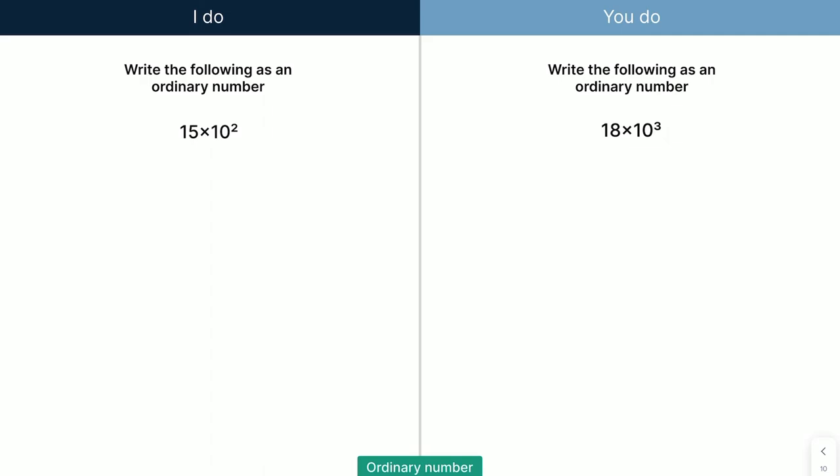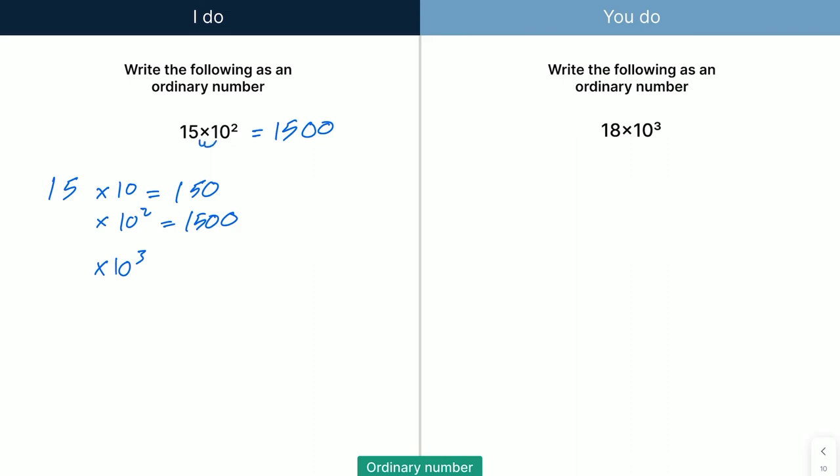So when you multiply by 10, you just hop the decimal. So if I had 15 times 10, now 15 is the same as writing 15.0. You just hop the decimal once and the answer becomes 150. So when you multiply by 10 squared, you just hop the decimal twice. So the answer becomes 1500. Equally speaking, if you times by 10 cubed, you just hop the decimal 3 times. So the answer here is 1500 because you hop the decimal twice.